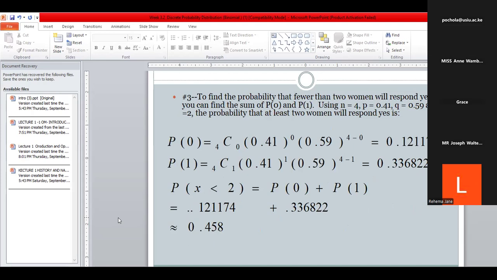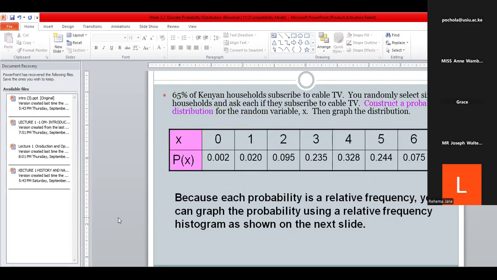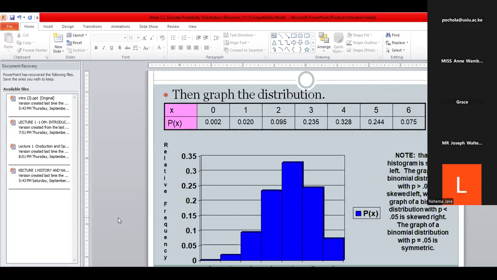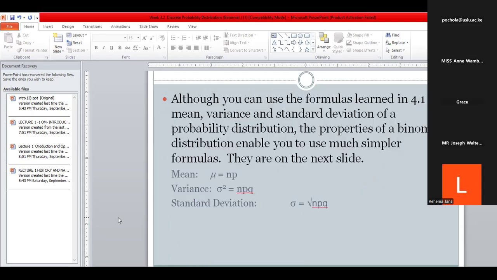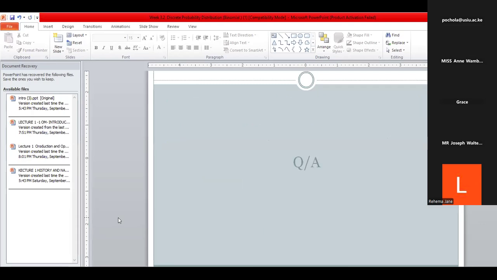Then of course, at least 2 women. Again, these are Kenyan households. Again, we can use a table there. This is the probability distribution table. This is the corresponding histogram. Then the mean is here, np, variance is npq. Standard deviation is the square root of the variance, sigma, which is the square root of npq, which of course is what we are getting here for that example.